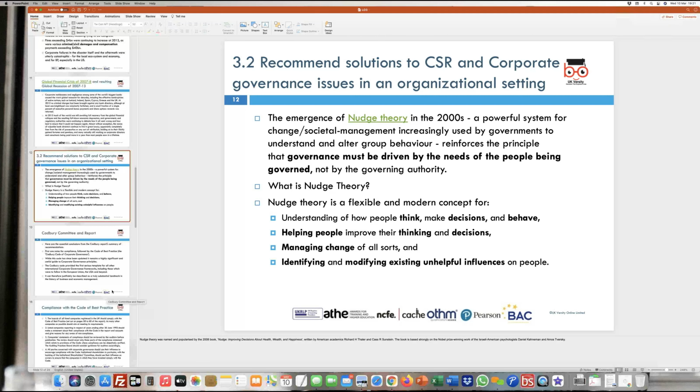But again, what we have to do is basically look at taking a named organization. That means a company that we need to look at specifically. We cannot talk about it generically.